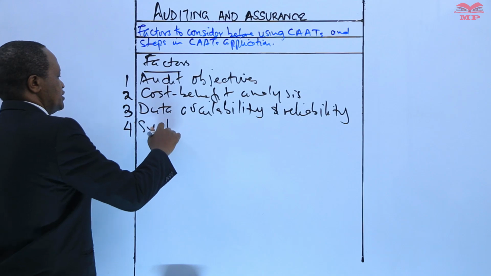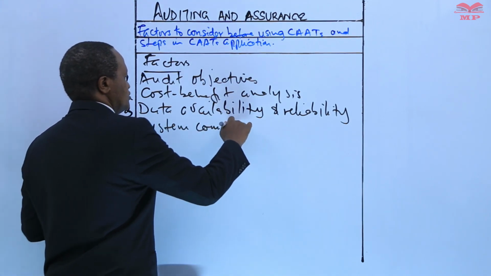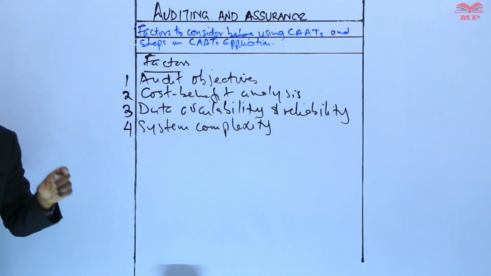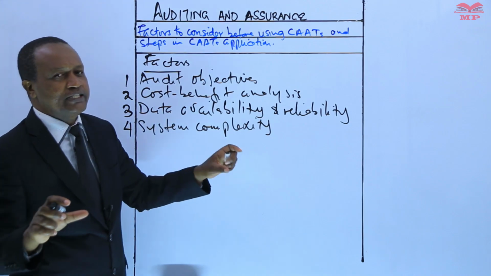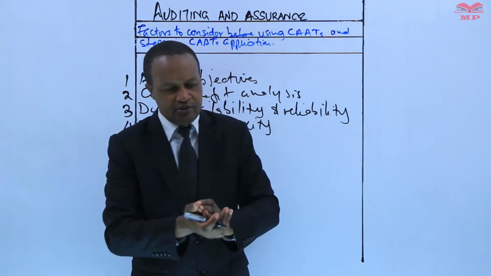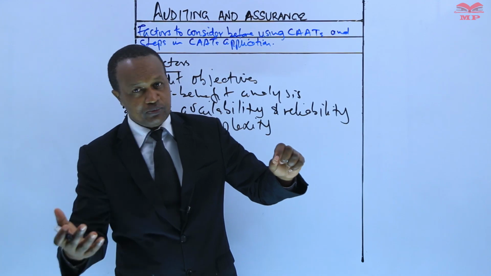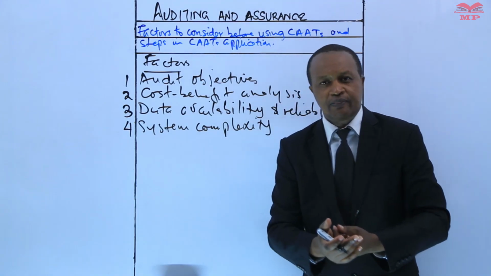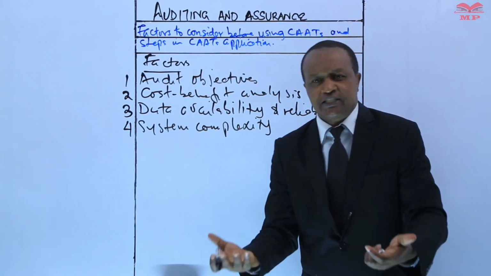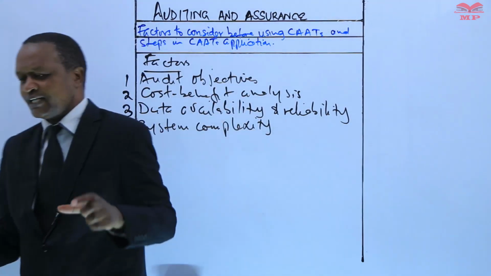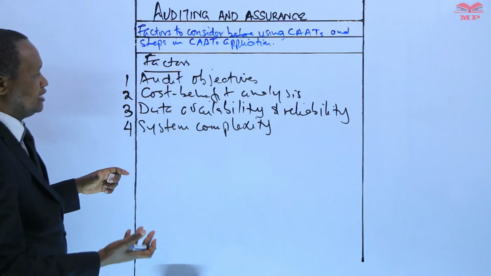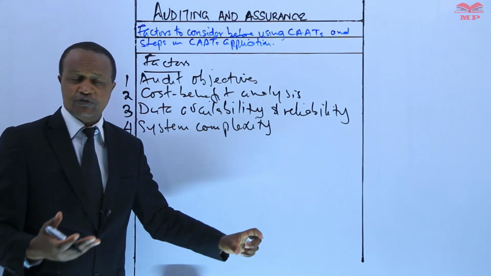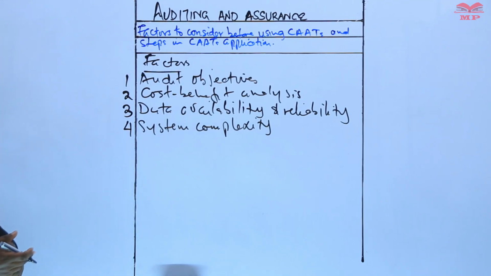Four, system complexity. Consider the complexity of the system being audited, because CAATS may be more suitable for complex systems with larger volumes of data where manual testing would be impractical. So CAATS come in to assist in systems that are complex. So that has to be considered. Is the system complex or not? If it's straightforward, then the CAATS cannot be relied upon.